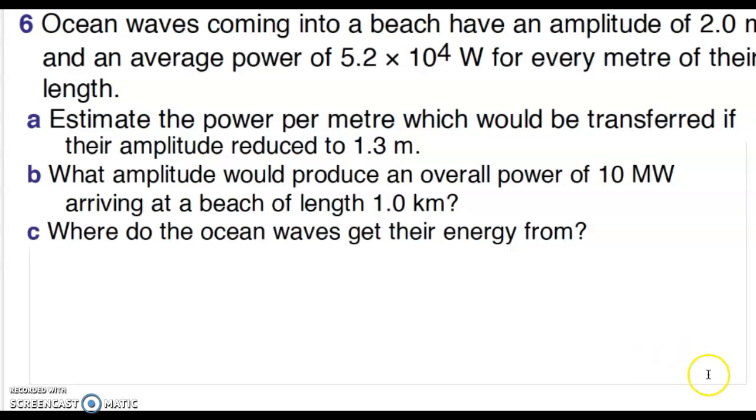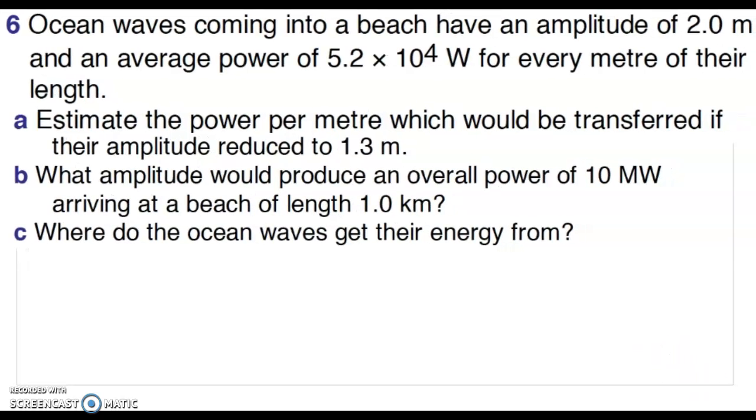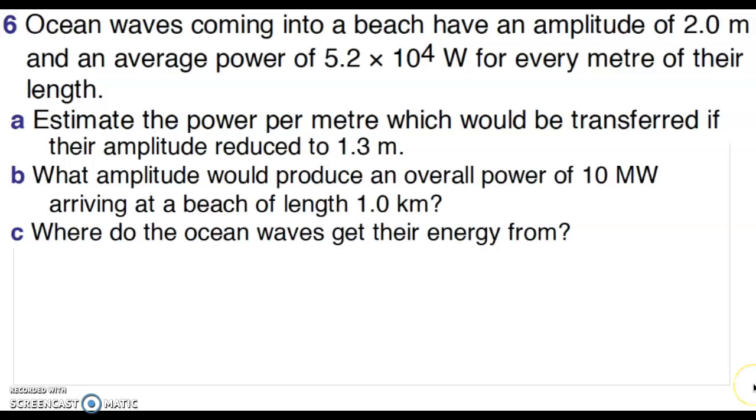Example from my assignment sheet. Ocean waves coming onto a beach have an amplitude of 2 meters and an average power of 5.2 times 10 to the 4 watts for every meter of their length. Estimate the power per meter which would be transferred if their amplitude was reduced to 1.3 meters. As with gas law questions, you're given 2 conditions before and you're being asked to consider what will happen later. The amplitude is 2, the power is 5.2 times 10 to the 4.